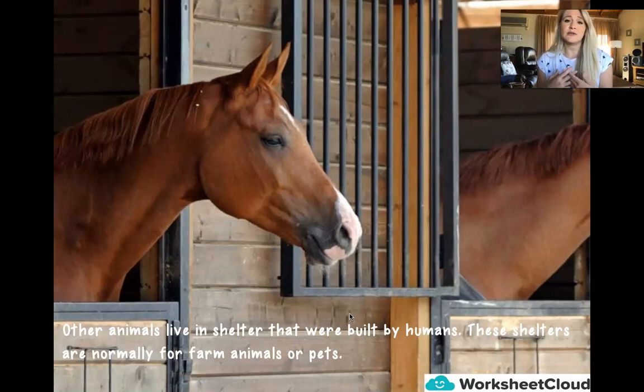Or cages, those are again man-made for animals. Or in a farm situation, we have pens to keep livestock, that is again man-made, or stables for horses such as this. These are all man-made, and these are structures that are homes for these animals.